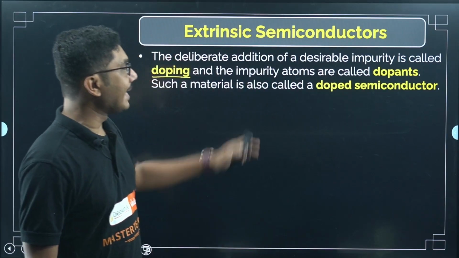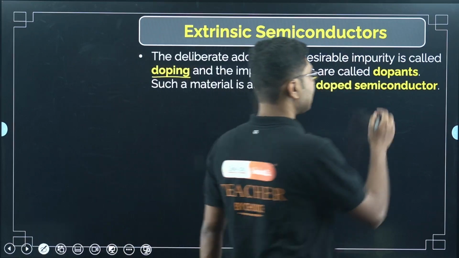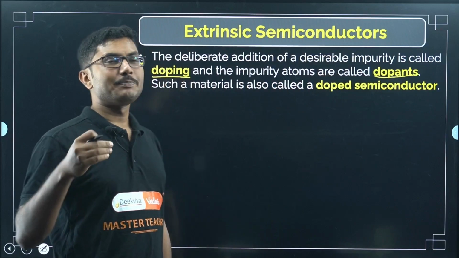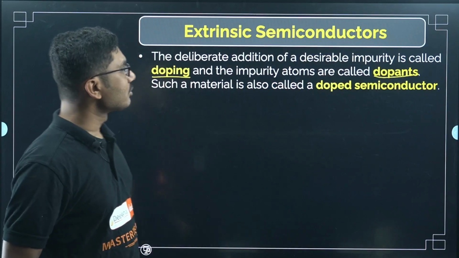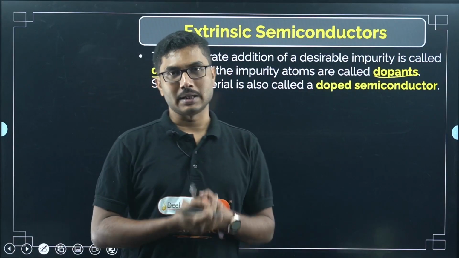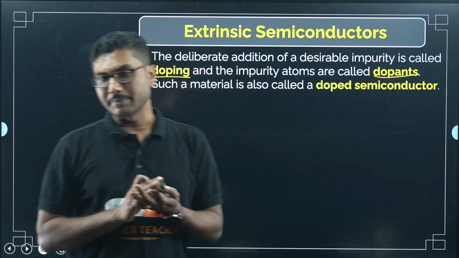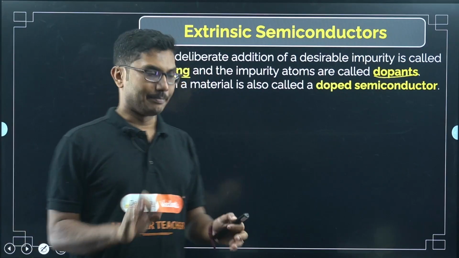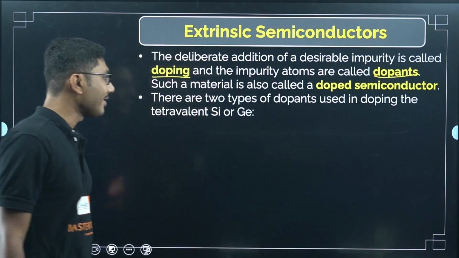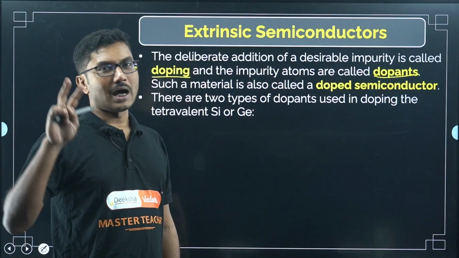So the addition of impurity is called doping, and the impurity atoms are called dopants. Dopants are something you have added to improve its performance. Such a material is also called a doped semiconductor. So doped semiconductor, extrinsic semiconductor, and impure semiconductor are all the same. There are two types of dopants used in doping tetravalent silicon or germanium. The valency of silicon and germanium is 4.